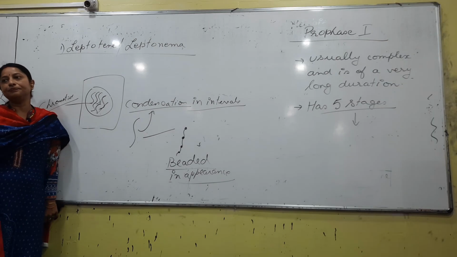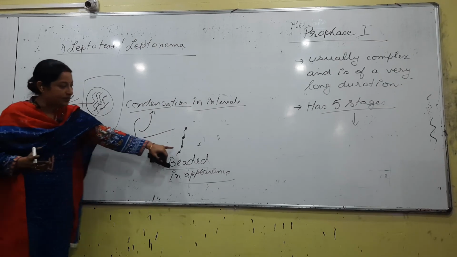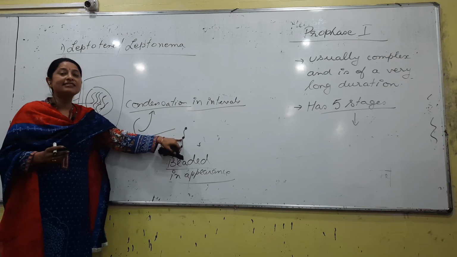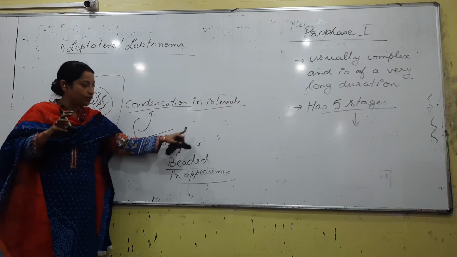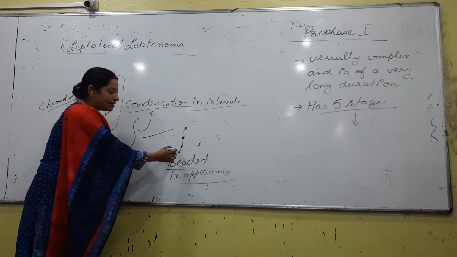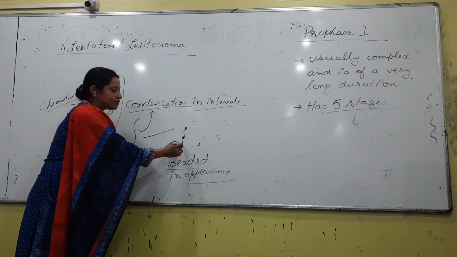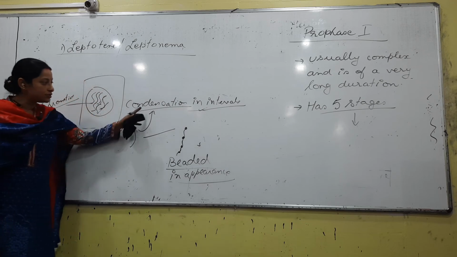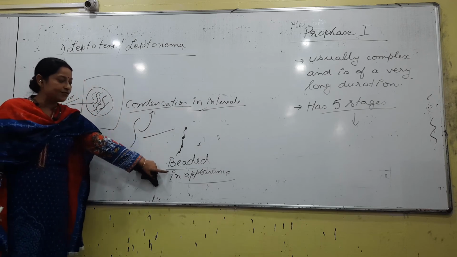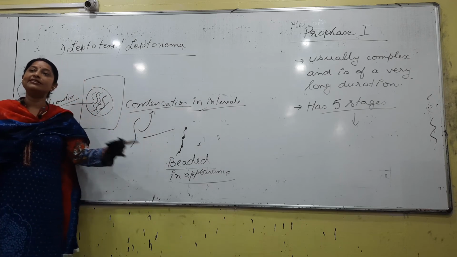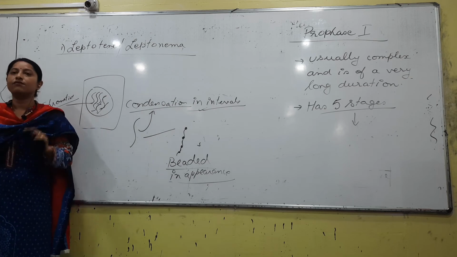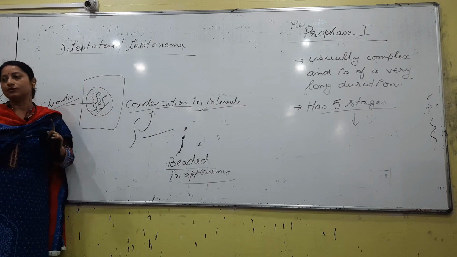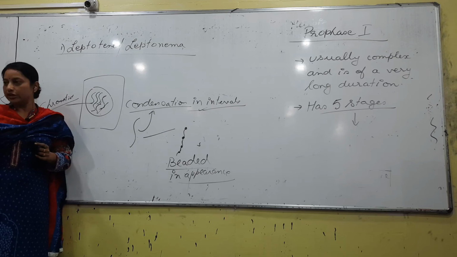Is the line clear? Right, beaded in appearance. Like beads or a necklace you see. Why? Because it has condensed, condensed at one place, then rested a bit, then condensed again, rested again. So we are using the word called intervals. Because of this we see the genetic material in the form of beads, and the beaded appearance of genetic material is a characteristic of which phase? It's a characteristic of leptothin. Clear? So some points you have to write.